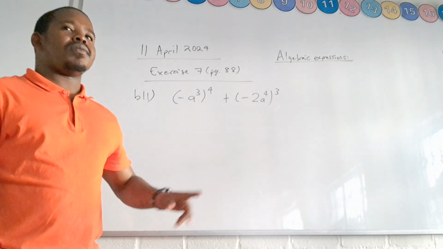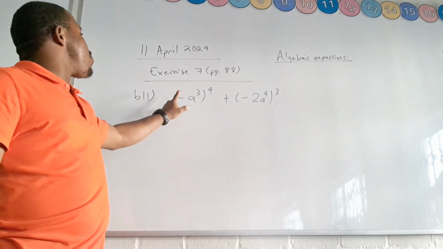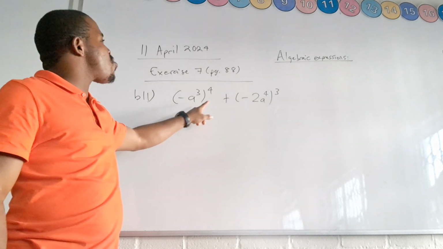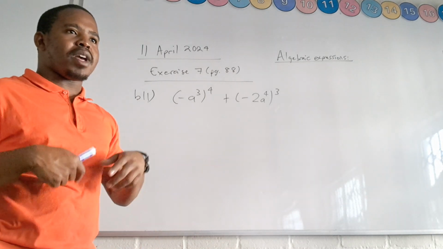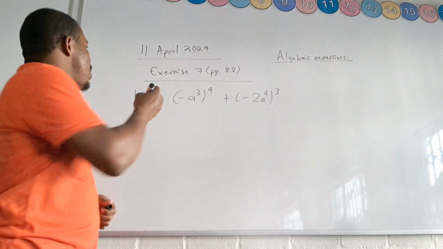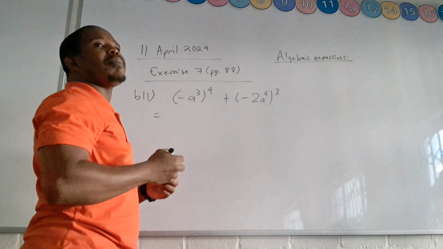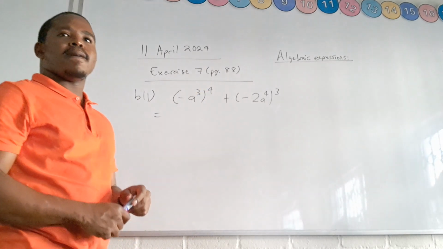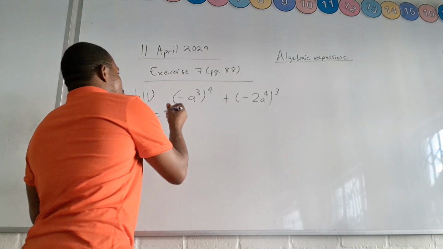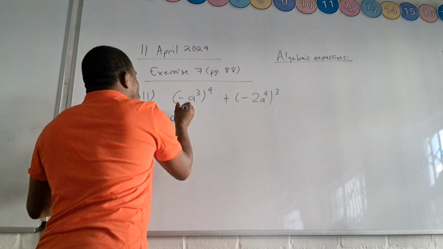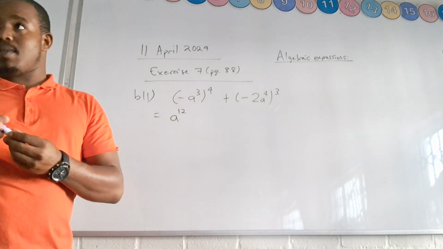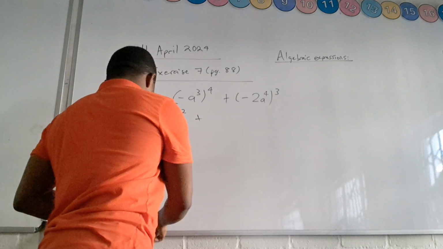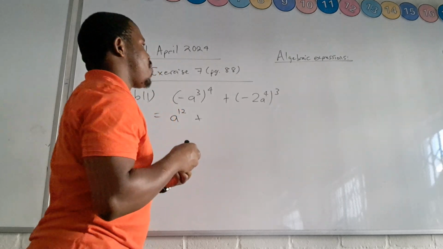So, first question. What did we say when you raise a negative? This is a negative number inside the bracket. Whenever you raise it to an even exponent, it always becomes positive. So you know that this answer is going to end up positive, right? Now what we do with the exponents there, you multiply the exponent. So it becomes a to the power of 3 times 4, a to the power of 12. There's a plus sign. Let me leave the plus sign there for now.